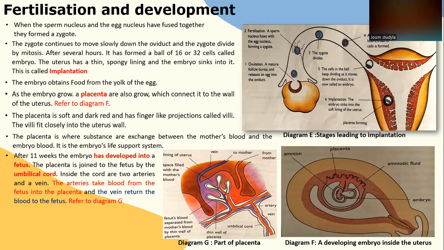After 11 weeks, the embryo has developed into a fetus. The placenta is joined to the fetus by the umbilical cord. Inside the cord are two arteries and a vein. The arteries take blood from the fetus into the placenta, whereas the vein returns the blood to the fetus. Refer to diagram G.